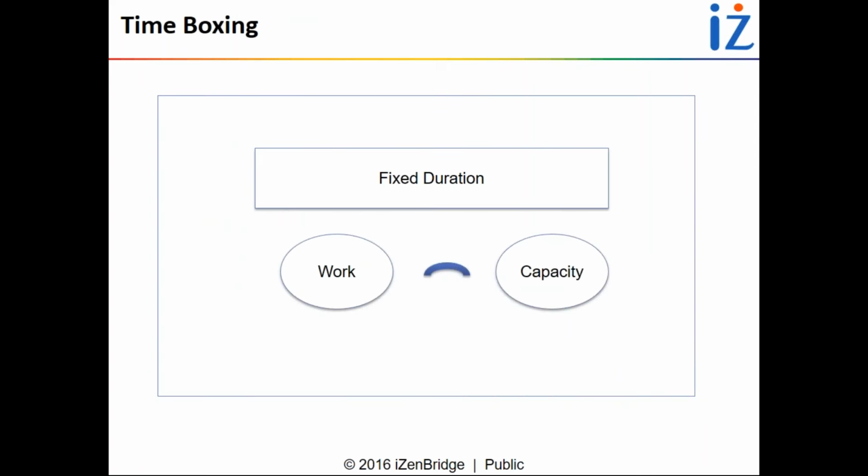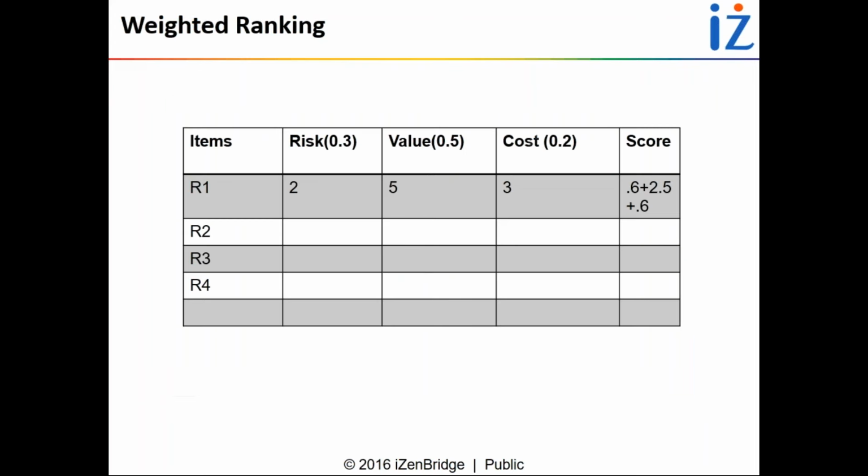Time boxing is also an important tool and it works well with Moscow and Kano. You have a fixed duration, an understanding of your work, and an understanding of team capacity. Within the fixed duration, you decide what work you can deliver by knowing the capacity, the resource information and infrastructure information.